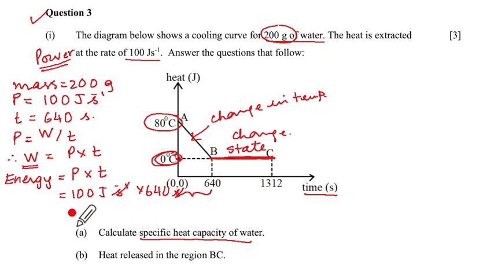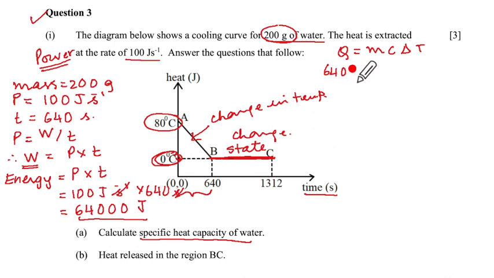So seconds gets cancelled and we have 64 and these 3 zeros. This much is the heat liberated by water. Now in order to use the formula for specific heat capacity, we will say Q, that is the heat energy liberated or given out, is mc delta T. Alright, the value of heat energy is 64,000 joules.